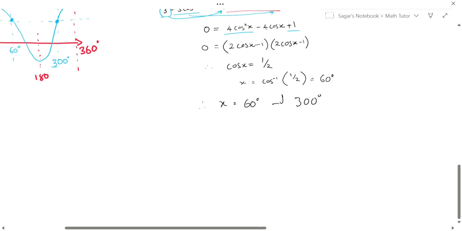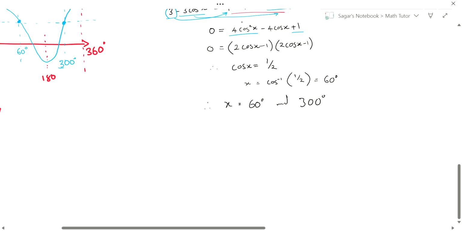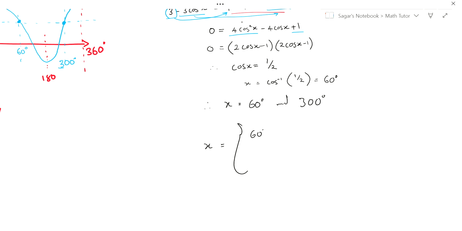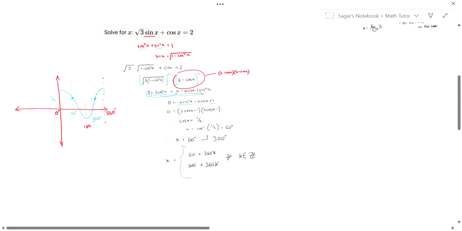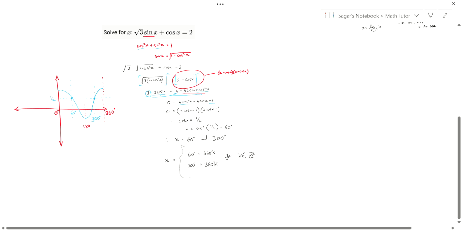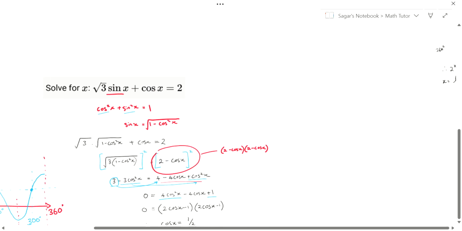We need to find the general solution, right? So x is equal to 60 plus 360 degrees k and 300 degrees plus 360 degrees k, for k an element of integers, right? Now we may be tempted to stop there. However, we need to check whether the left side of the equation is equal to the right side of the equation. So let us do that now.